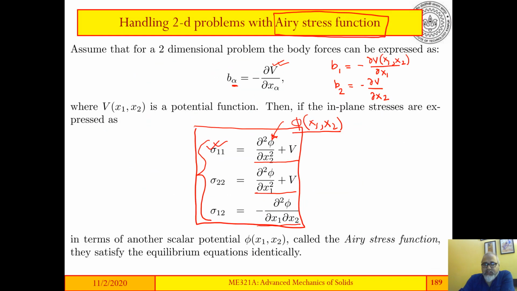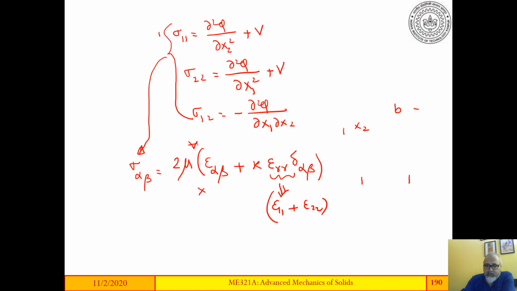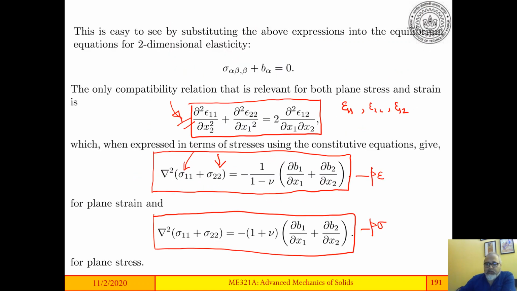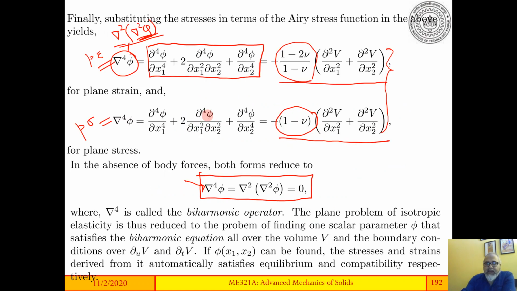Now this is in some way a remarkable result because what we have done is we have started with an assumption on the stresses in such a way that when stresses are expressed in terms of the scalar potentials, these expressions automatically satisfy your equilibrium equation. Now we have then used the compatibility equation, and we have already used the equilibrium equation. Then we have used the compatibility equation to arrive at the biharmonic equation.